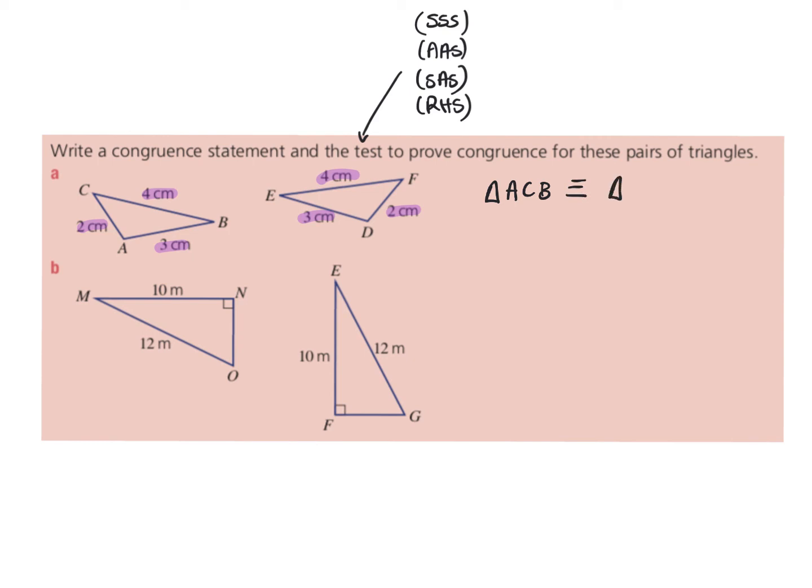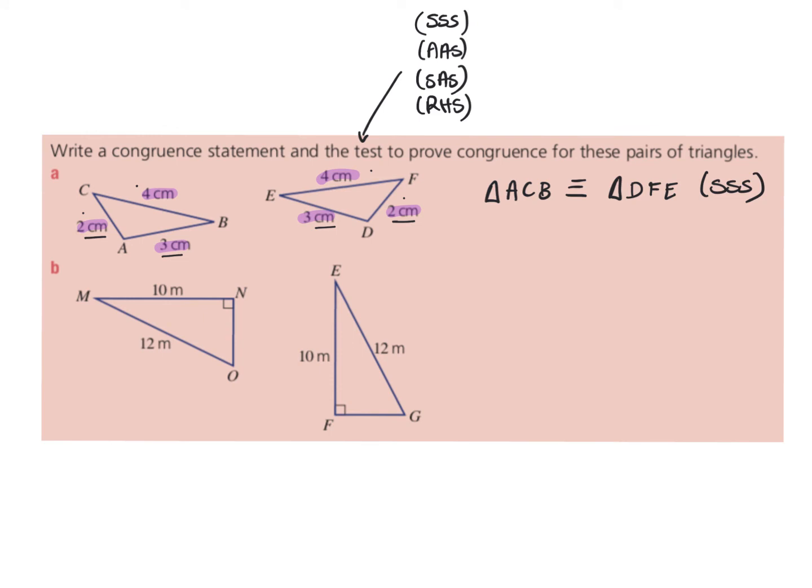Now what I want to do is, if you have a look, A was between the 2 and the 3. So which one is in between the 2 and the 3 over here? D. So I'll put D first. C was in between 2 and 4. So which one's between 2 and 4? F. So I'll put F there. And the last one will be E. So they're congruent because of side, side, side.